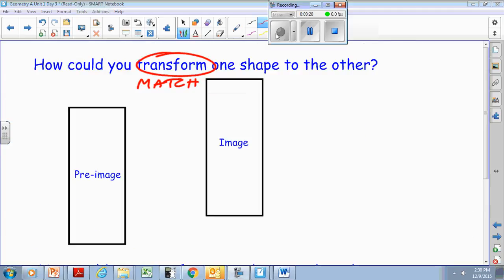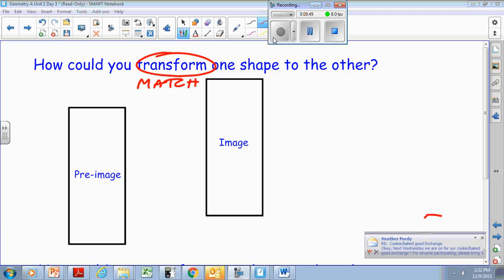Now, what makes math hard? How do you transform or match one shape to the other? Go ahead and write out some kind of instructions on how I can get the pre-image, the original picture, to rest on top of the other image. Think of translation: left, right, up, down, west, east, north, south, however you want to write it. Write down some you have on your paper.